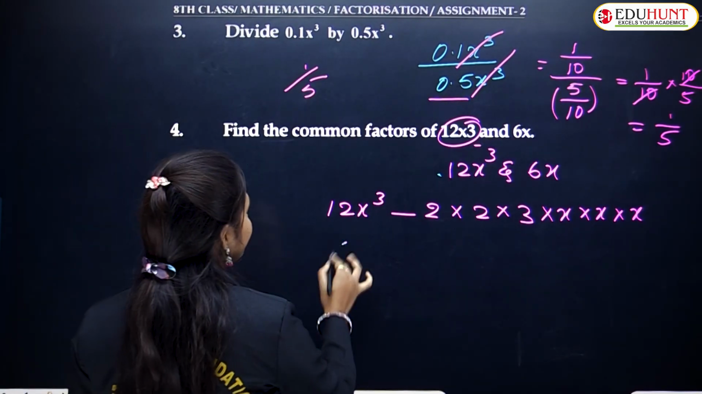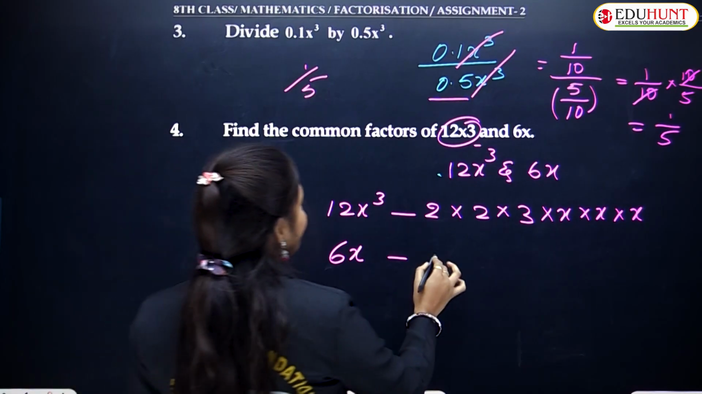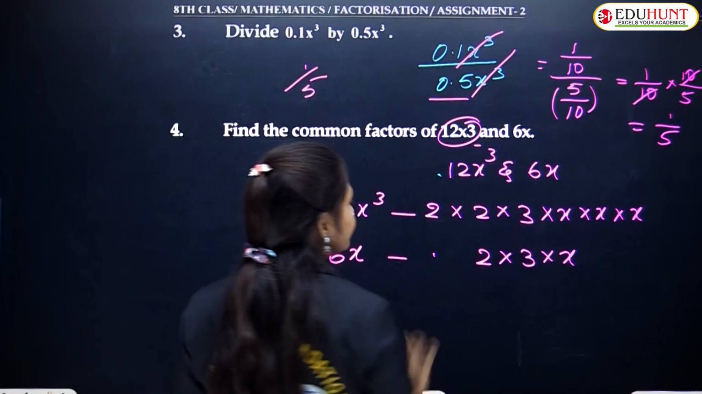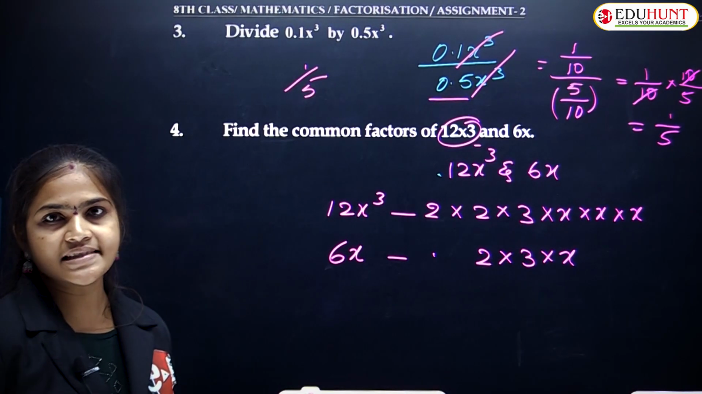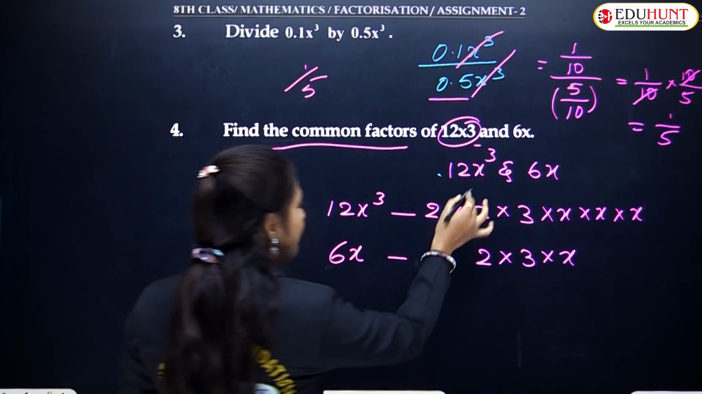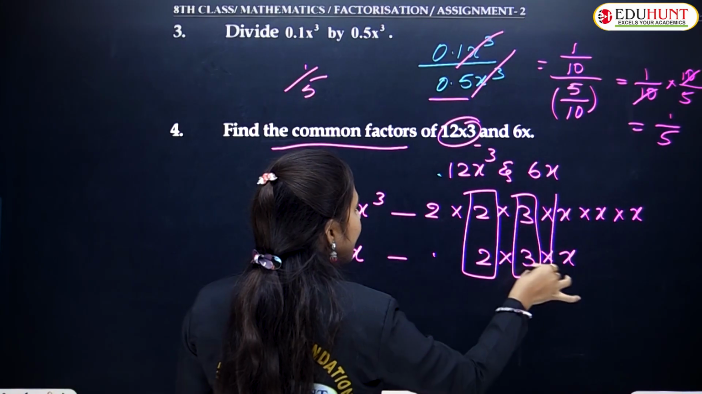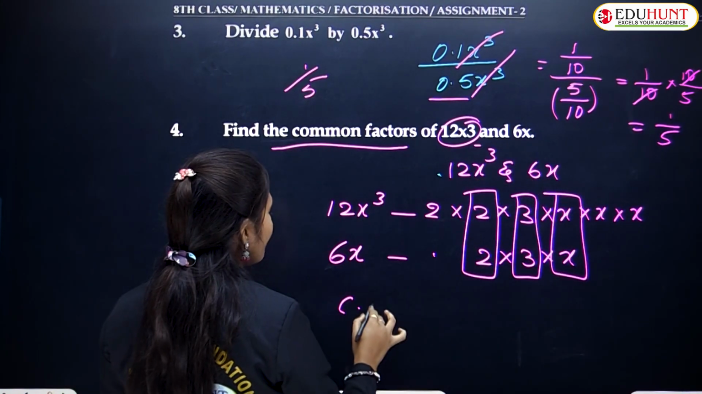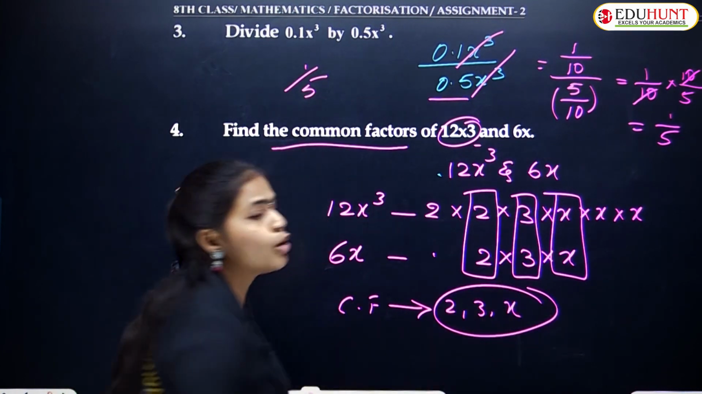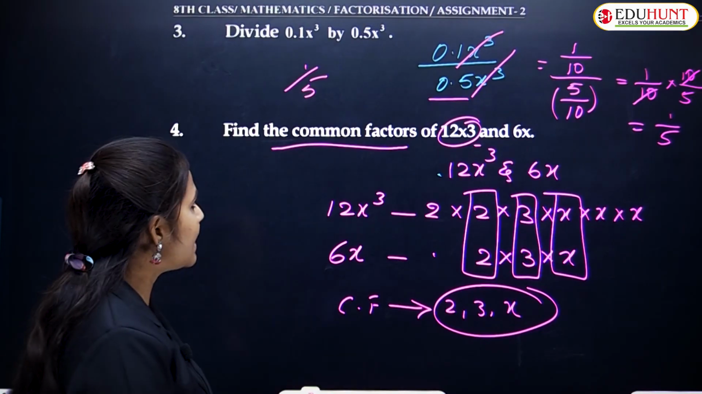Come to the next number, 6x. We can write 6 into x as 2 into 3 into x. 2 into 3 is 6, and 6 into x is 6x. Now they are asking for common factors. 2 is in common, 3 is in common, and x is in common. So the common factors are 2, 3 and x. These three are the common factors of the two given terms. This is the answer.